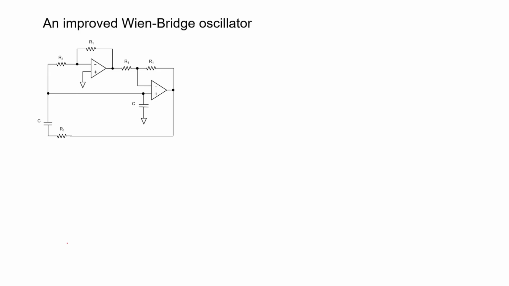We can redesign the oscillator so that we only need to adjust one circuit element in order to tune the frequency. That's what we're going to do in this video. We're going to improve the Wien Bridge oscillator. This circuit involves two different amplifiers.